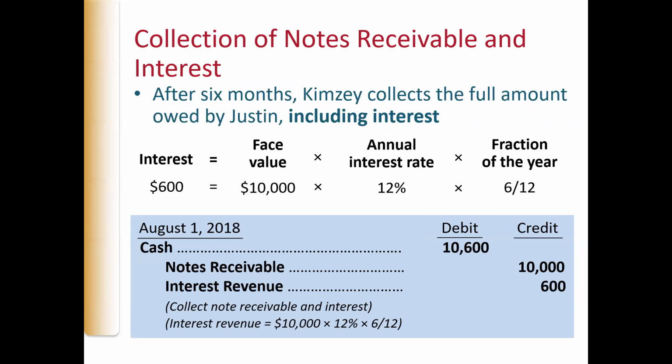is $600 of interest. So in this scenario, when the loan is collected along with the interest, we would receive cash of $10,600. The note receivable is $10,000. And we have interest revenue of $600.